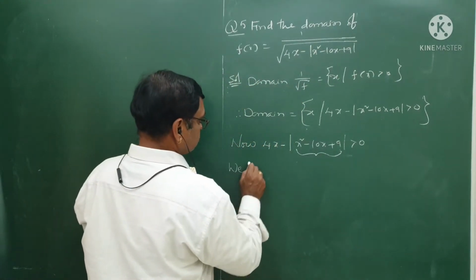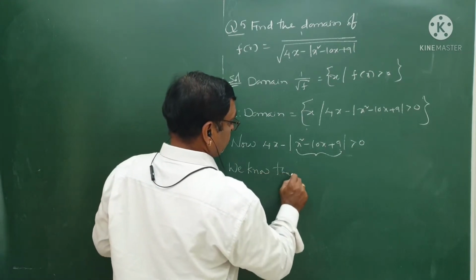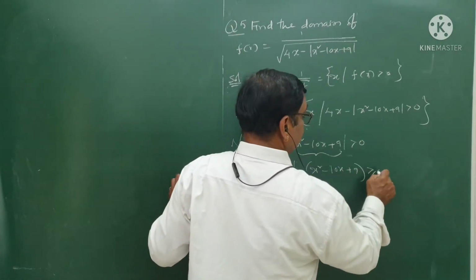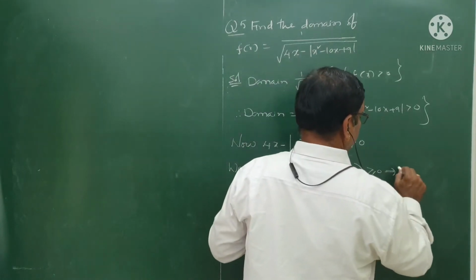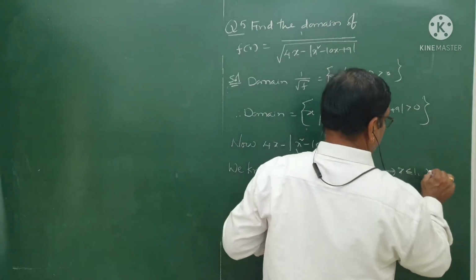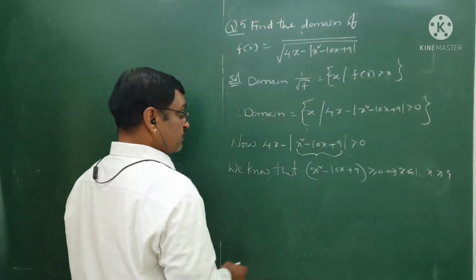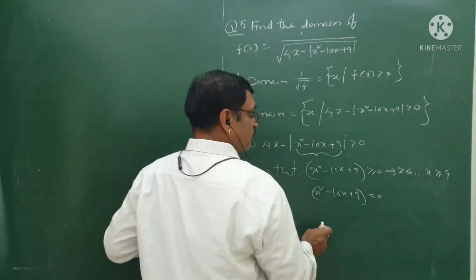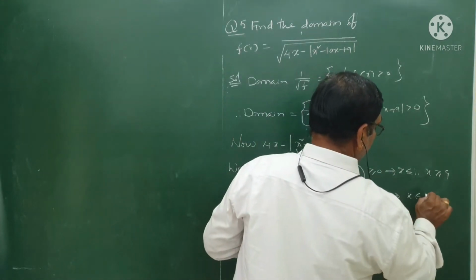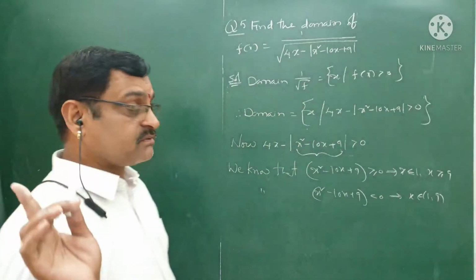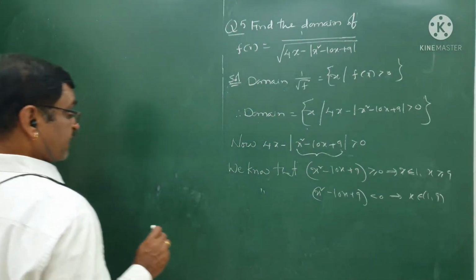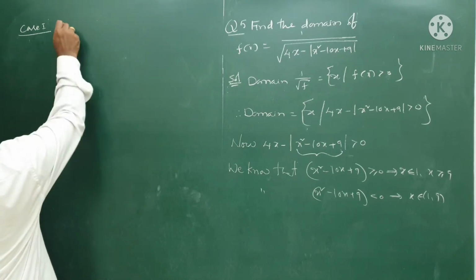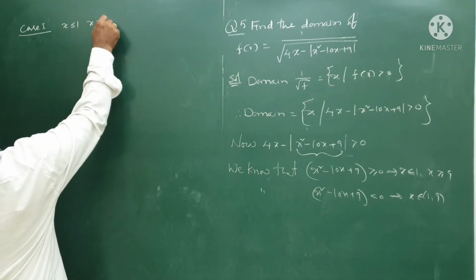Now we know that x square minus 10x plus 9 is more than or equal to 0 implies x is less than or equal to 1 and x is more than or equal to 9. Case 1. And we know x square minus 10x plus 9 is less than 0 implies x belongs to (1, 9). So, two cases you have to discuss. So, case 1: x less than or equal to 1 and x is more than or equal to 9.